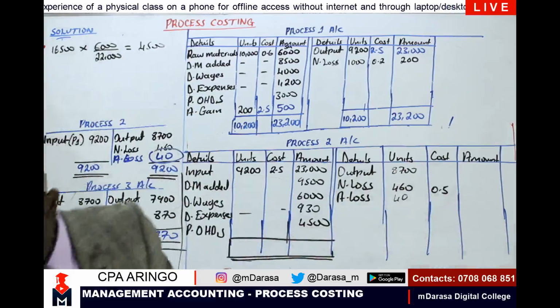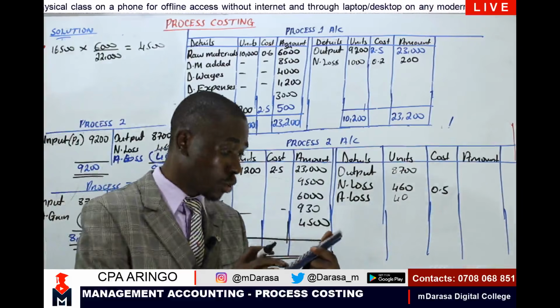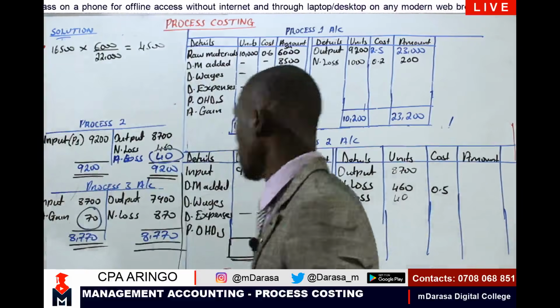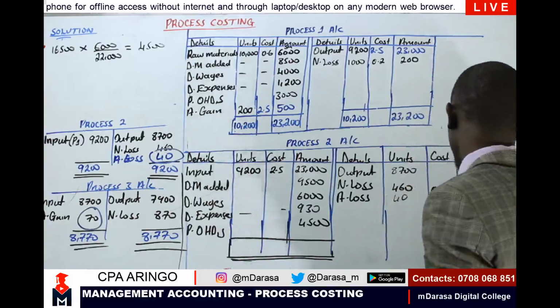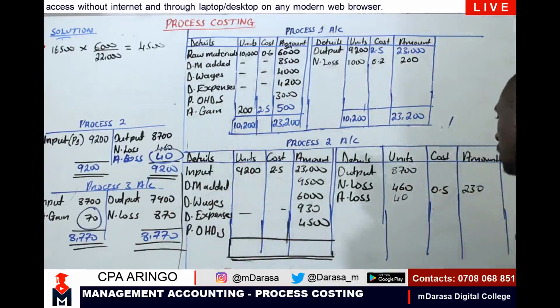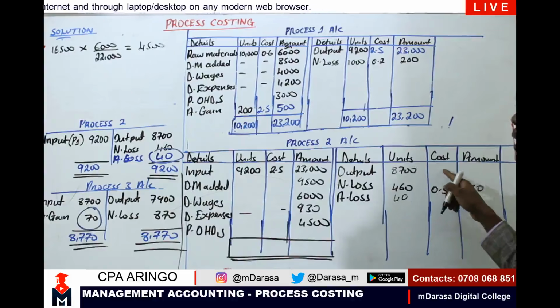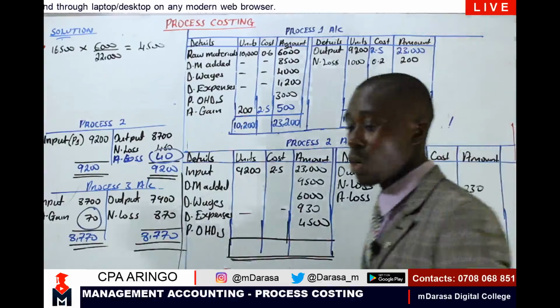So that should give us how much? That should give us 460. We multiply by 0.5 to give us 230. I should be having 230. So what will be our cost that we are going to have here? Our output cost. The same concept will apply.